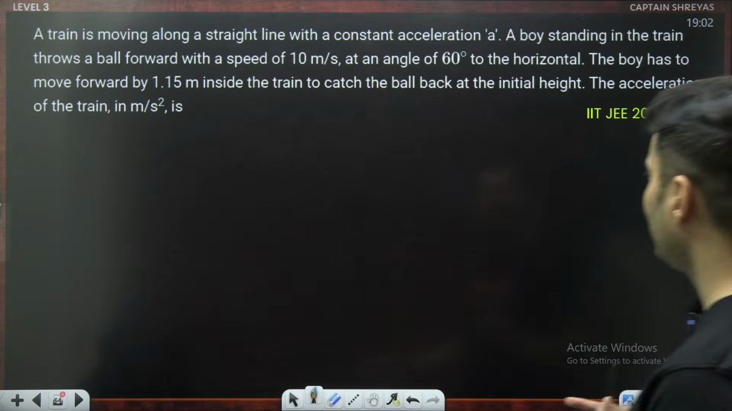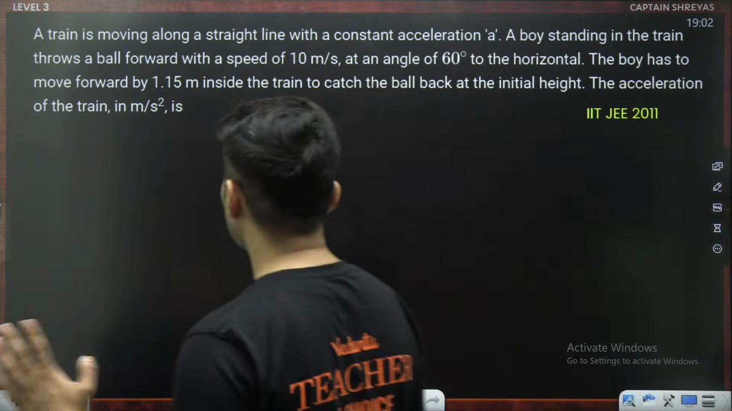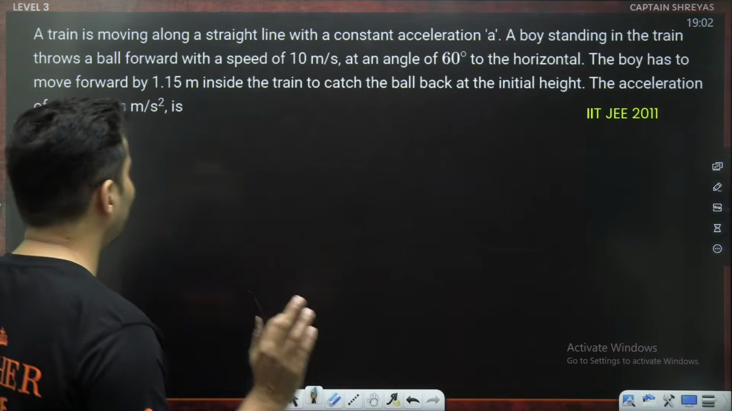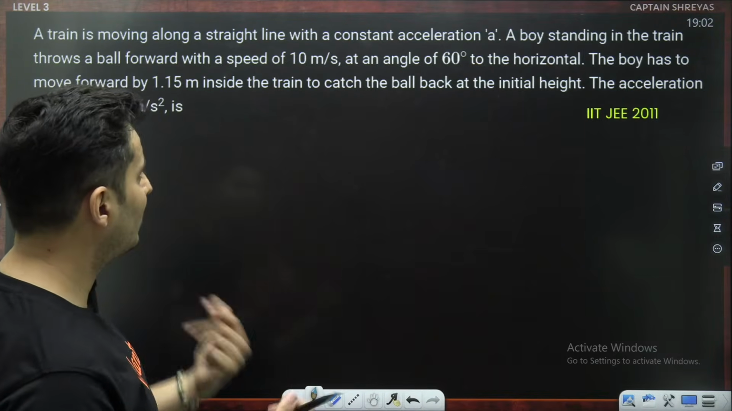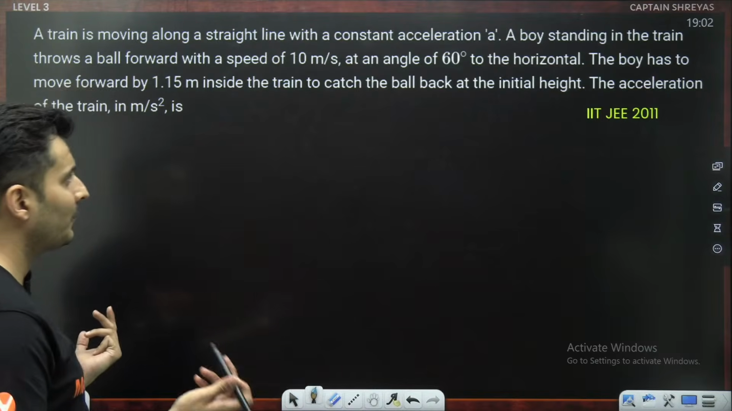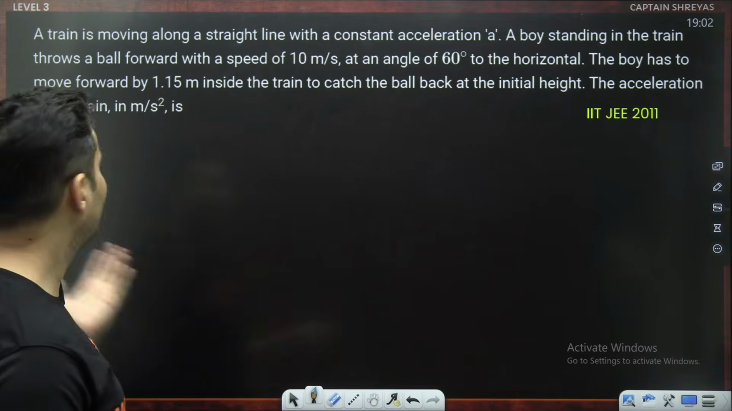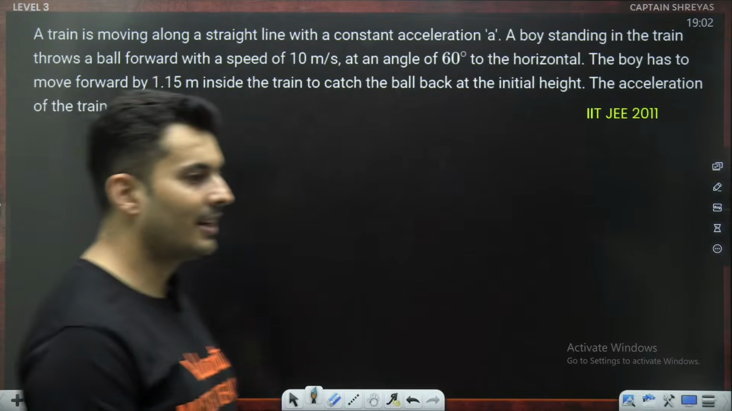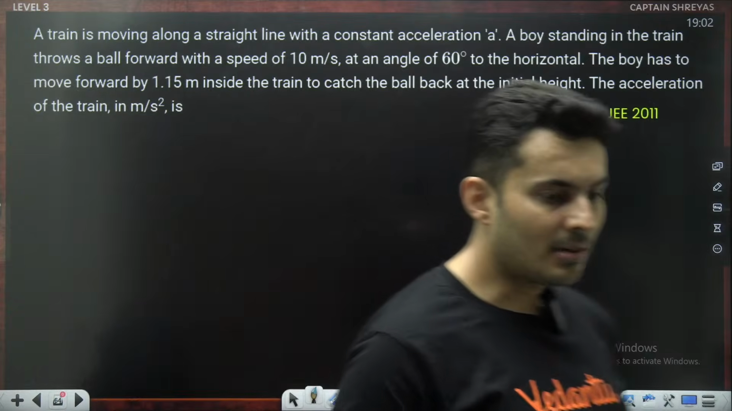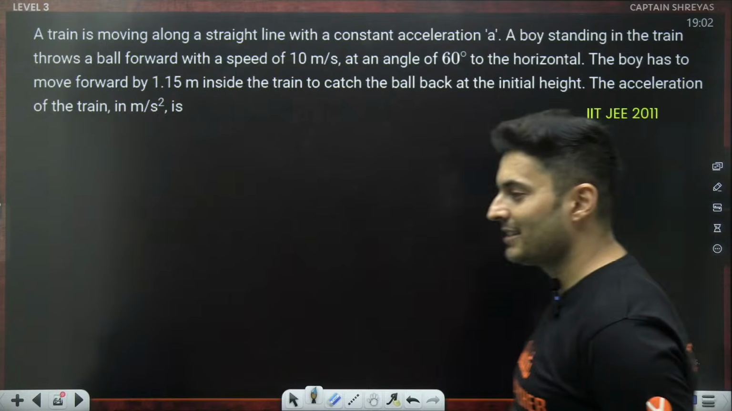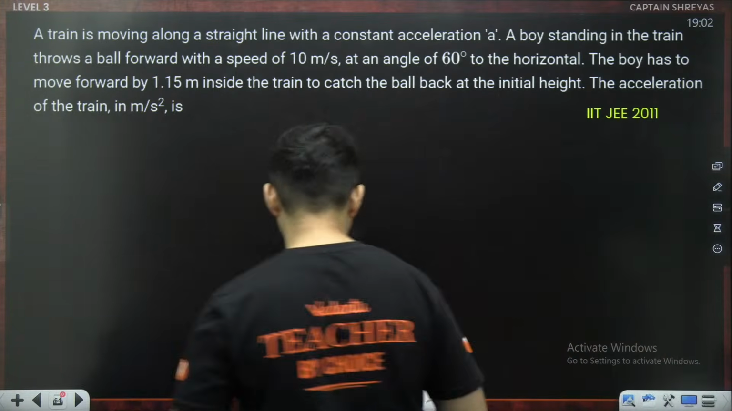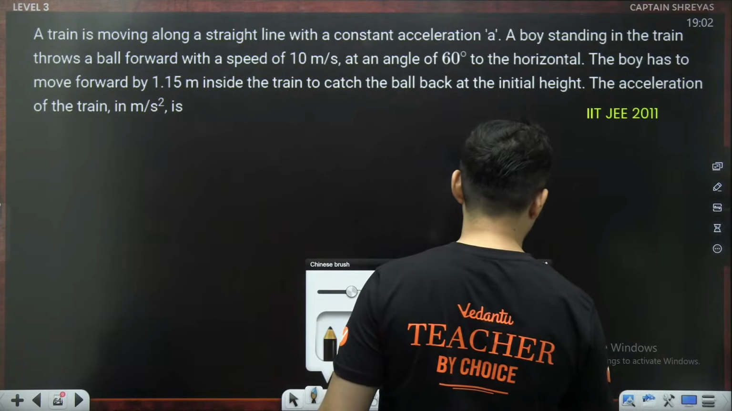A train is moving along a straight line with some acceleration. A boy throws a ball forward with a speed of 10 at an angle of 60. The boy has to move some distance inside the train to catch the ball back at the initial height. The acceleration of the train is? Think about it. What will you do? I think there are two things in this problem: one is the horizontal, one is the vertical motion. So let's think about it properly.